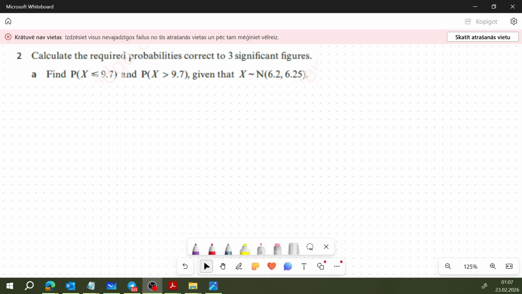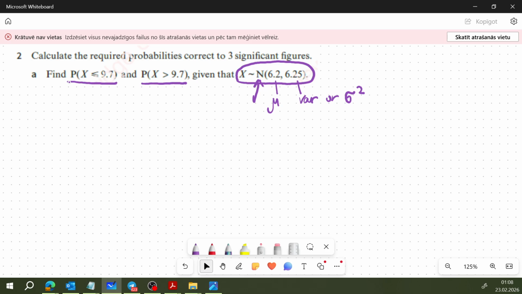Let us consider this exercise for standardizing normal distribution. We have to calculate the required probabilities, this one and that one, correct to 3 significant figures, and we are given this distribution table. Here we know that this is a normal distribution because we have N, and we remember also the fact that here we have the mean and here we have the variance. Remember, variance is standard deviation squared.